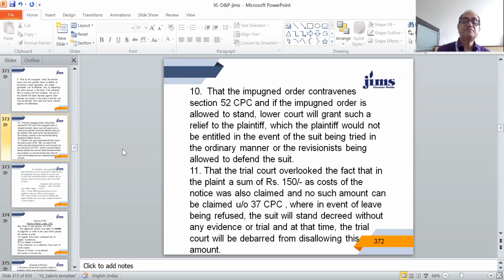Para 11, that the trial court overlooked the fact that in the plaint, a sum of rupees 150 as cost of the notice was also claimed, and no such amount can be claimed under Order 37 of CPC, where in the event of leave being refused, the suit will stand decreed without any evidence or trial, and at that time, the trial court will be debarred from disallowing this amount of rupees 150 as cost of the notice. So this order passed by the lower court is patently wrong.